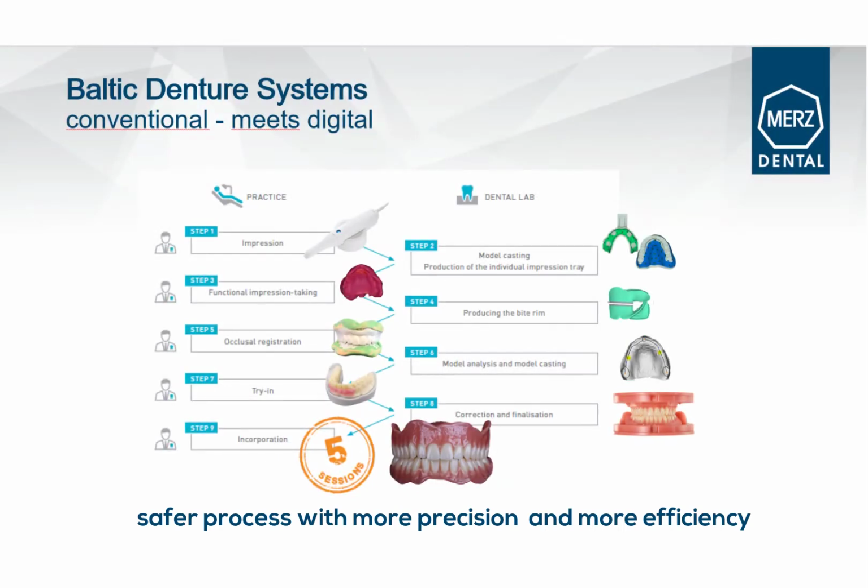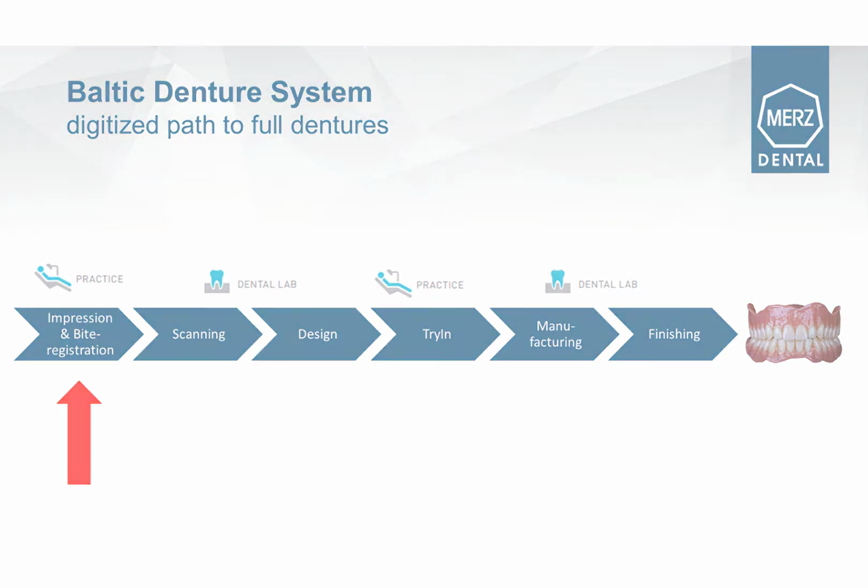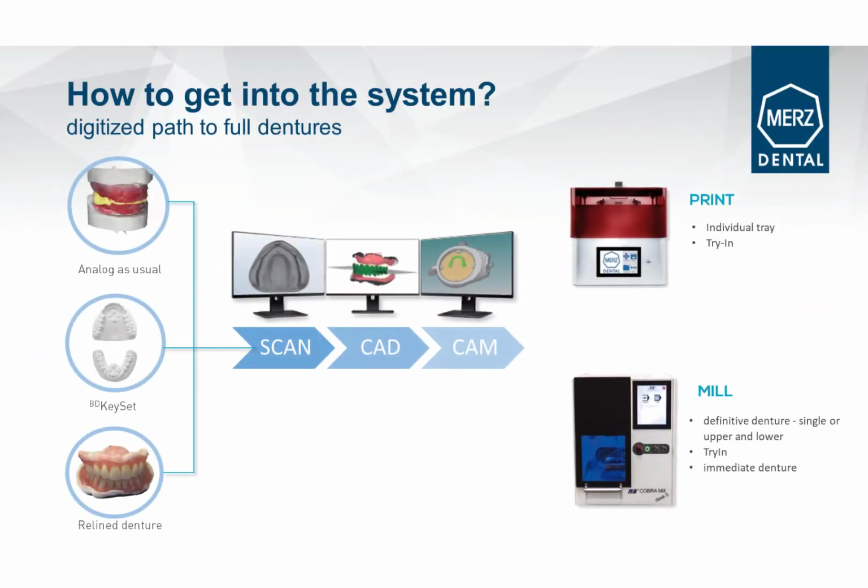The previous process for manufacturing full dentures required many work steps and visits from the patient. The main tasks of modern processes are to have a safer process, with more precision and more efficiency. Let's start looking at how we collect the data. There are several ways to get into the system.